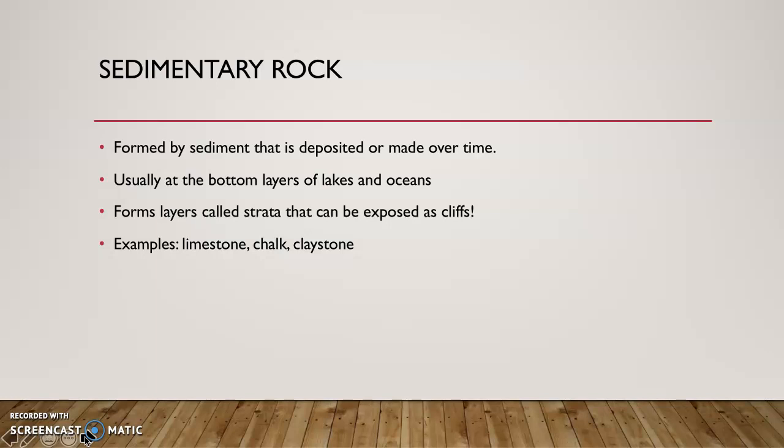Next, we're going to talk about sedimentary rocks, and these are formed by sediment that is deposited or made over time, and they're usually at the bottom layers of lakes and oceans, so we won't see them much. And they will form layers, called strata, which is a funky word, but that can be exposed as cliffs, and we've all seen cliffs before. They're the big rocks that you can jump off of on lakes. And some examples are limestone, chalk, and claystone.